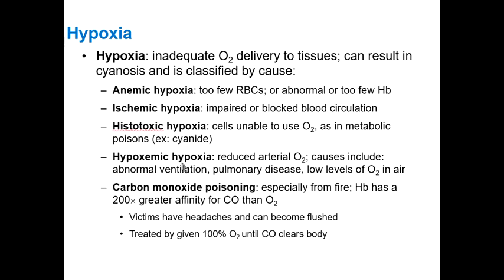There's hypoxemic hypoxia, reduced arterial oxygen, abnormal ventilation, pulmonary disease, low levels of oxygen in the air. That's another type of hypoxia. And carbon monoxide poisoning is a type of hypoxia, because hemoglobin will bind readily to carbon monoxide. Carbon monoxide just has an extremely high affinity for hemoglobin, much greater than oxygen. So carbon monoxide will take the place of oxygen on the hemoglobin, which of course is not a good thing.